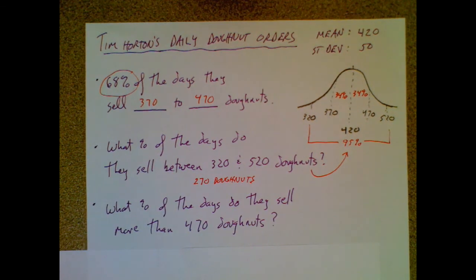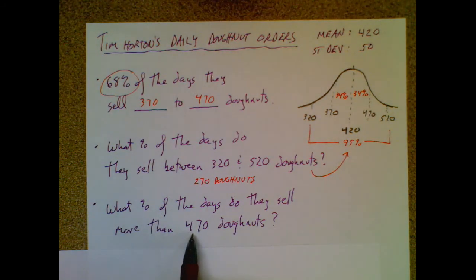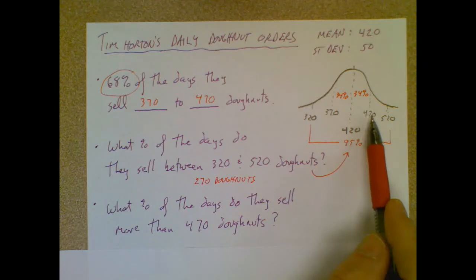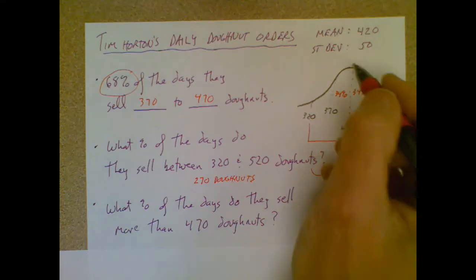Now the questions for estimation can get more complicated. For example, what percent of the days do they sell more than 470 donuts? Well, here's our 470, and I want to figure out what percent of the time do they sell more than that. It's kind of difficult, but you can do this.